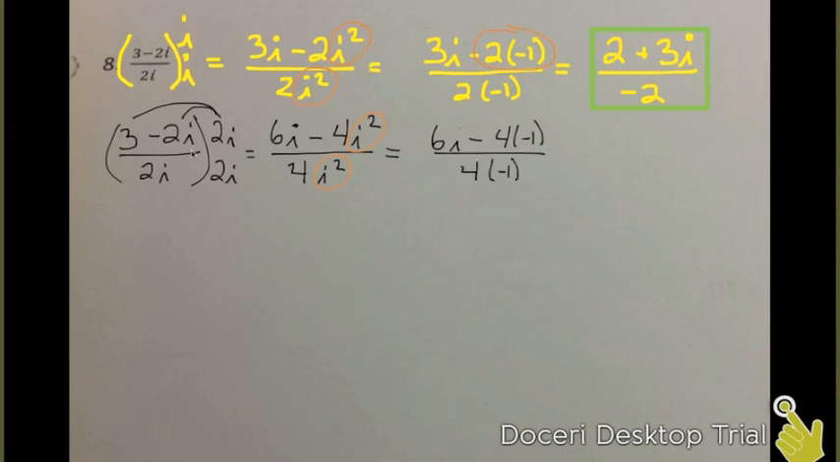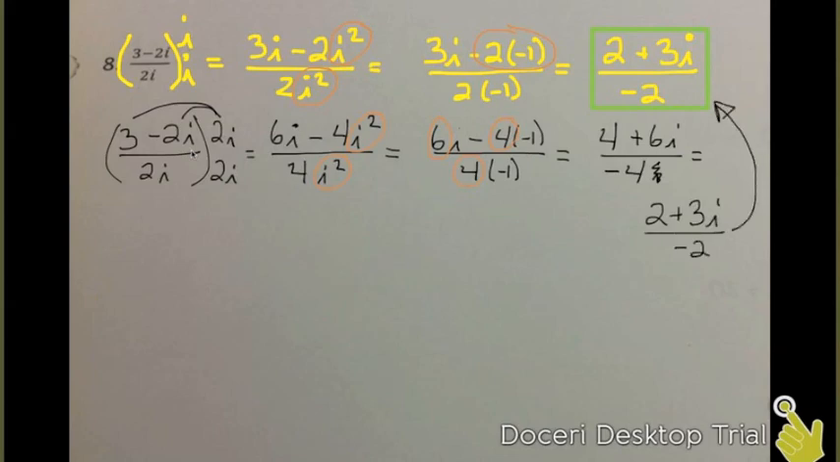And right away you should be able to see that the 6, the 4, and the 4 are all divisible by 2. So you end up with, if I pull that out in front, 4 plus 6i over negative 4. And then you can simplify that down to 2 plus 3i over negative 2, which gives you the same answer we did before. You just had one extra step where you had to simplify.